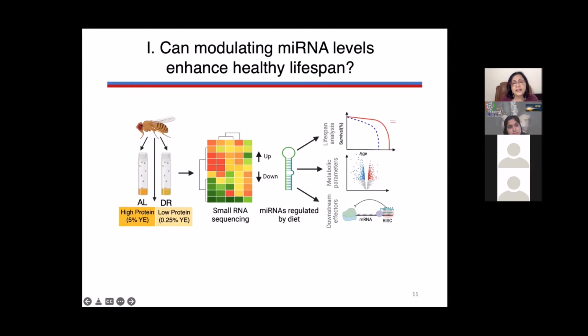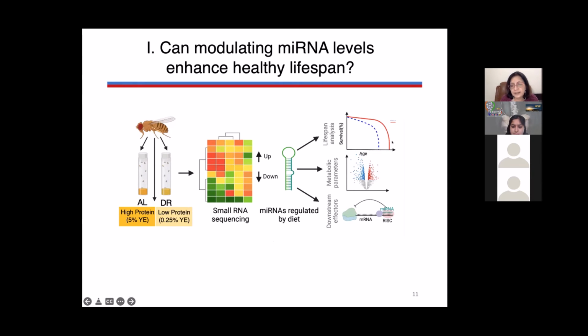For that, I exposed fruit flies to either an ad libitum or high nutrient diet, or a DR diet, which in fruit flies can be done by reducing the protein content in the diet. We isolated RNA and then performed small RNA-seq. This analysis led to the identification of some conserved microRNAs that are regulated by age and dietary restriction. My lab is currently trying to test whether modulating these microRNAs can enhance lifespan.